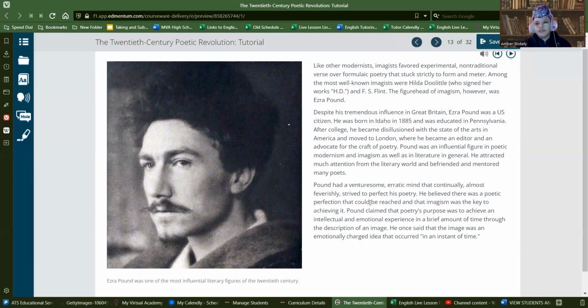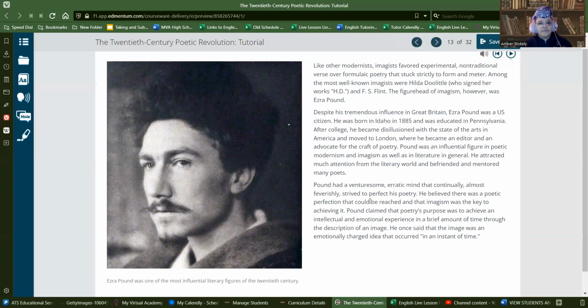So he thought that the perfect form of poetry was to be able to express as much in as few words as possible. And he thought it was possible to write the perfect poem that does exactly that. No extra words, no extra descriptions, no extra feelings, just that one specific moment put into words.